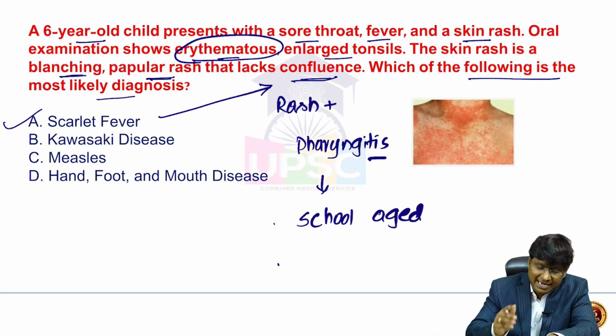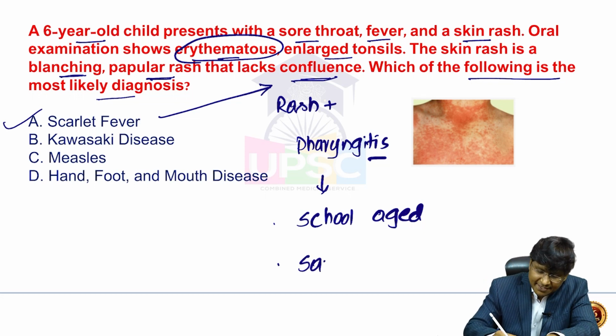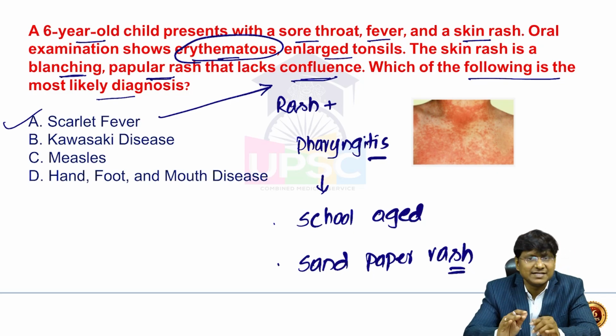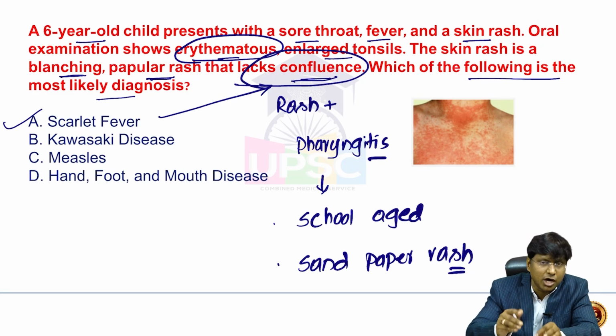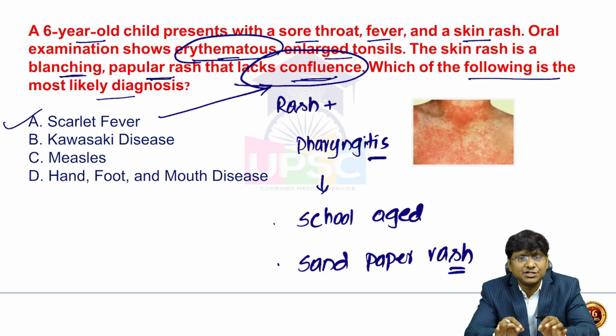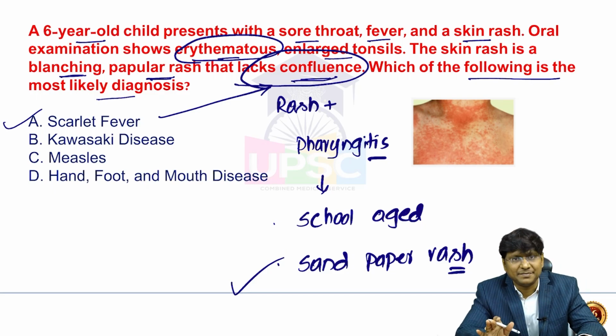And this blanching rash, which is erythematous papular, is described as the sandpaper rash, right? And the lack of confluence of the lesions is the primary reason it feels like sandpaper.